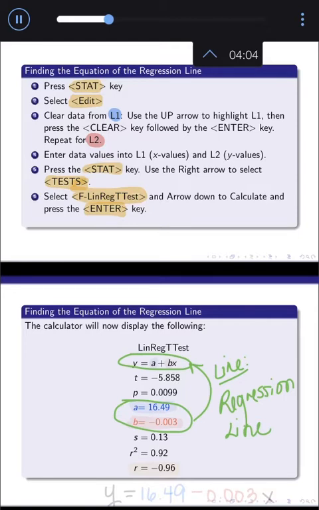For this example, we would take the b and plug it in for the b. That's our slope that goes in front of the x. And we would take our a and plug it in for the a, which is going to be our y-intercept. What it would look like is y equals, the a coming first, 16.49 plus, then we actually have a negative b, so negative 0.003, which is in front of our x.